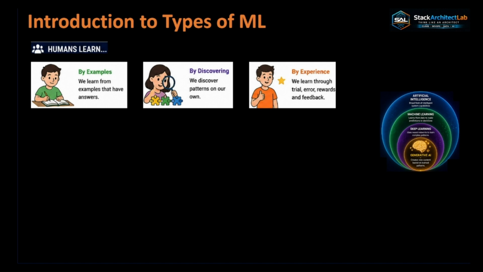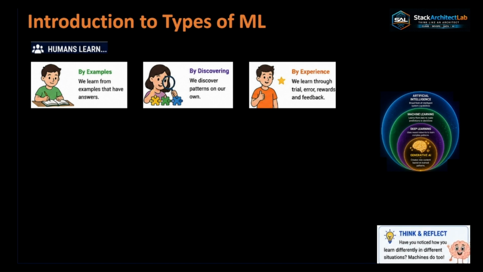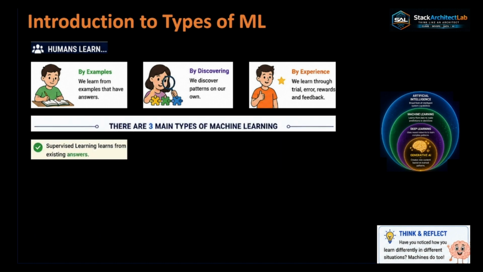learn in different ways. A student can learn by studying solved examples. A scientist can learn by discovering hidden patterns. A child can learn through rewards and mistakes. So machine learning follows the same idea. And that's why we divide machine learning into three major categories, which are supervised learning, unsupervised learning, and reinforcement learning. Okay, so each one solves a different type of problem.